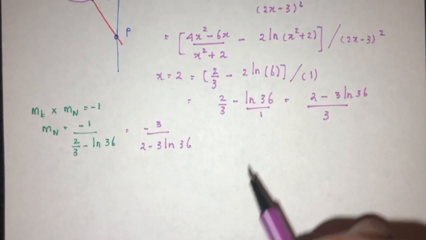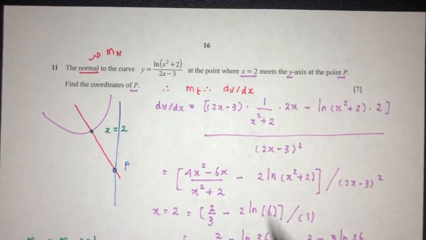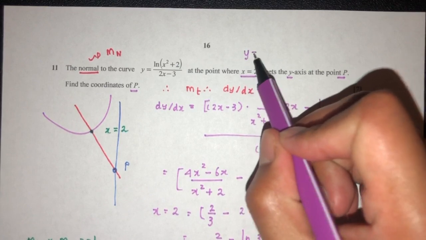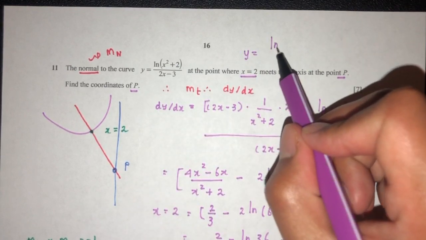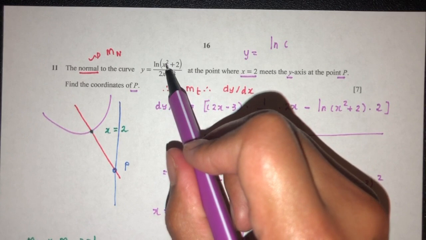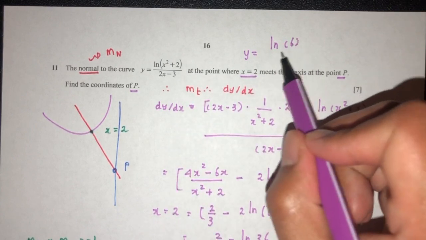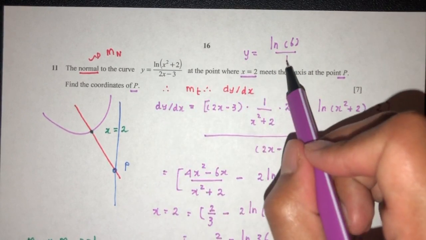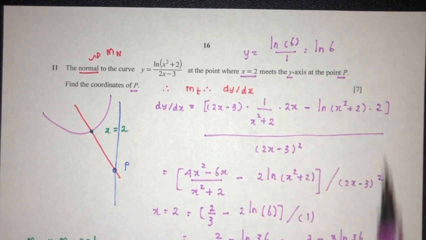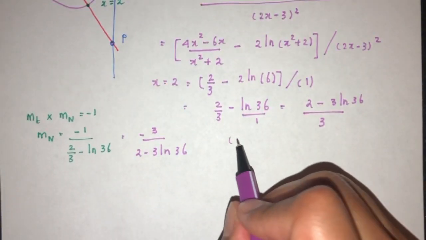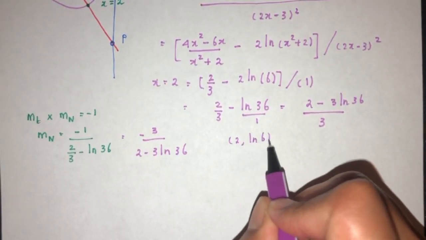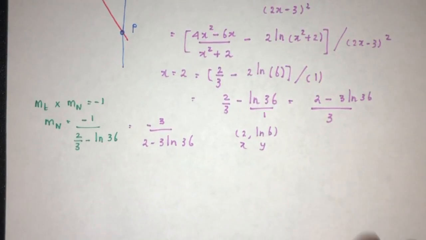Now we have x is 2. Let's find the corresponding value of y. So what is y? Replace back here, you have ln of 2 squared is 4 plus 2 is 6, divided by 2 times 2 minus 1, this is 1. That'll be ln of 6. So my passing point is 2 and ln of 6, x and y. So we can find the equation of the normal here, pretty easy.